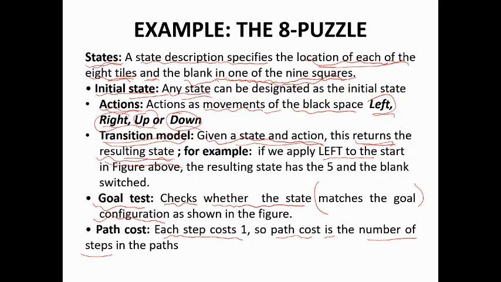The next thing is the goal test. This checks whether we arrive at the final desired state or not, which is making the numbers in order. And the path cost is moving step by step, each step sliding from left to right, right to left, and so on. Each step costs 1, and the path cost is a collection of steps.